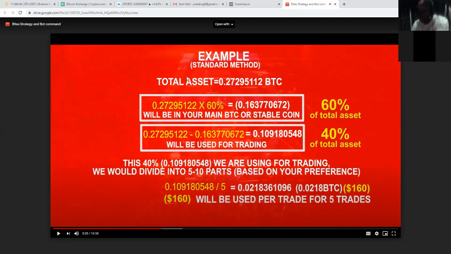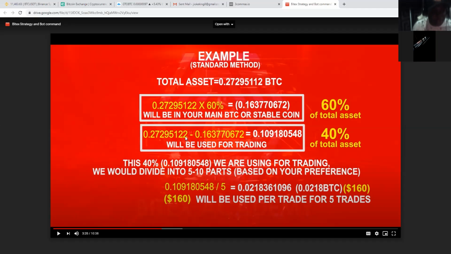Now, listen here. Let's say in this standard method, 0.2729511 BTC is your total asset. When you multiply it by 60% of your total asset, it will give you 0.163770672. That means that is 60% of your assets.